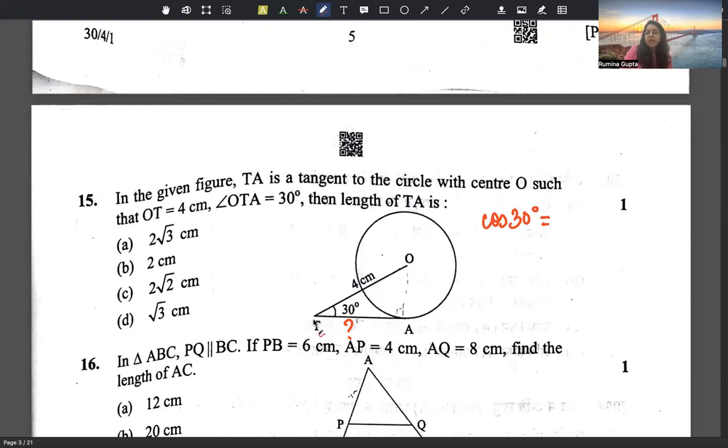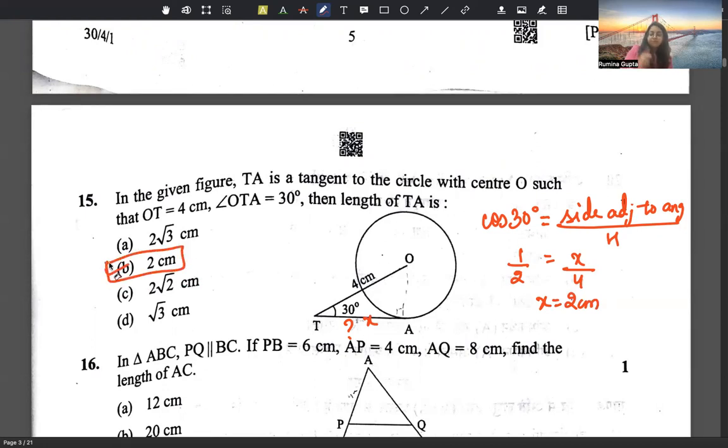Because I want a side adjacent to the angle. So that would be side adjacent to angle upon hypotenuse. So that would be your cos 30, that is 1 upon 2 is equal to, let's name it x, x upon 4. Just solve it and you will get your answer. Cross multiply, so x is equal to 2 centimeter. That is option B, the absolutely correct answer. Good to go. I think it was simple. There was nothing difficult as such. Till here the paper is simple.